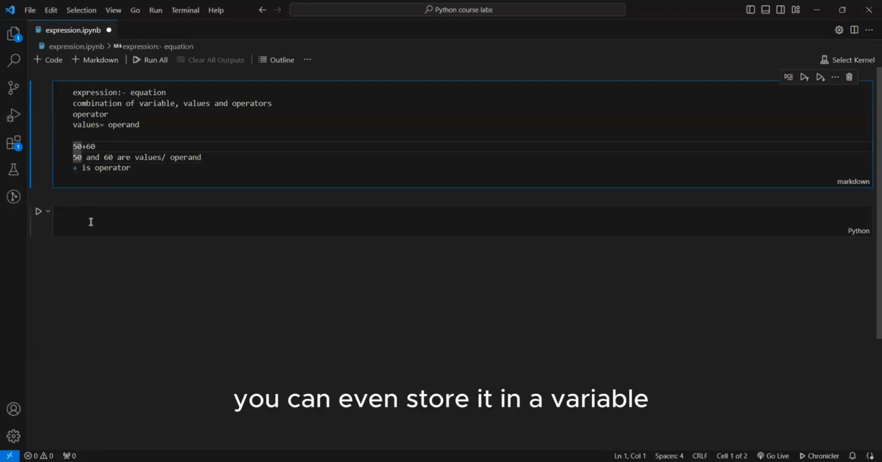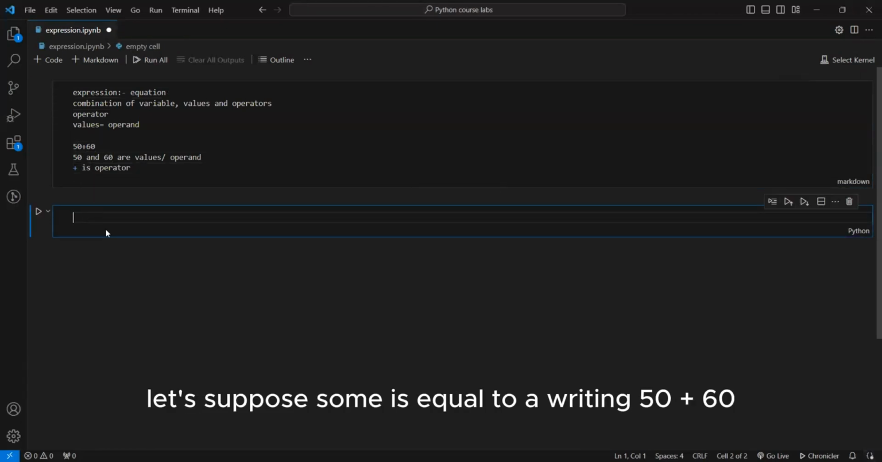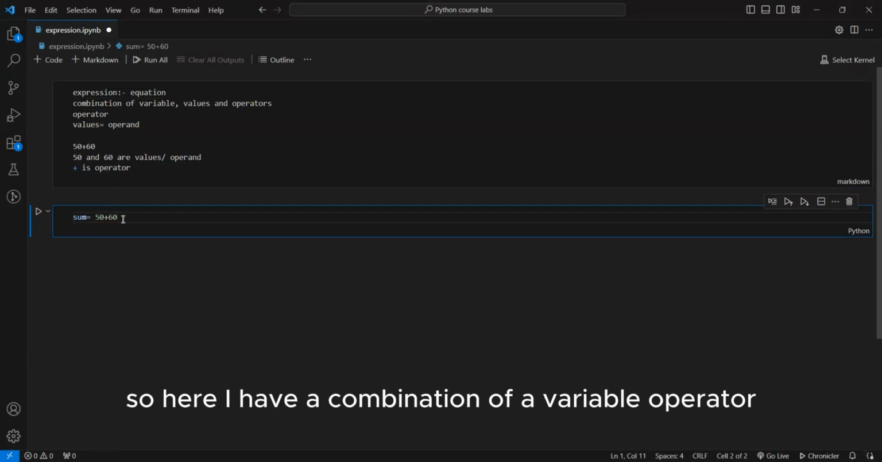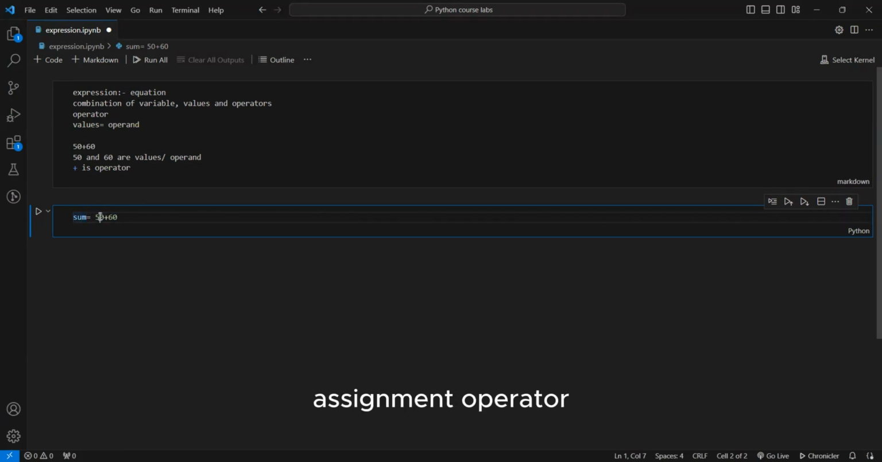You can even store it in a variable. So when you're going to store it, let's suppose sum is equal to 50 plus 60. So here I have a combination of a variable, an assignment operator, and some values. It is called an expression.